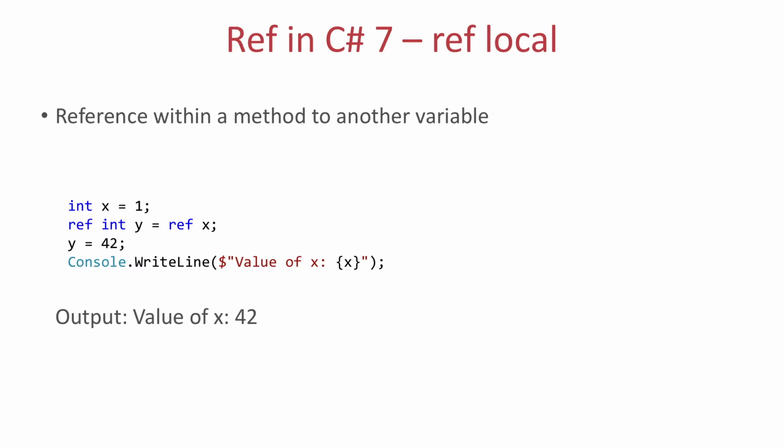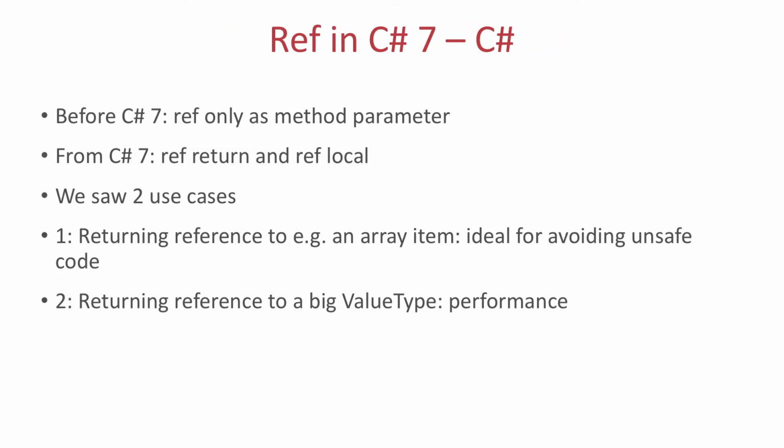Similarly to ref return, you can of course also define a ref local to something more complicated, for example to an array item. And with that we basically reach the end of the video, so let's summarize what we learned here. So before C# 7 we were able to pass reference parameters into a method, but we were not able to return a reference from a method. In C# 7 there are two new scenarios where you can use the ref keyword, and these are ref return and ref local. For ref return we discussed two use cases, one where we returned a reference to an array item.